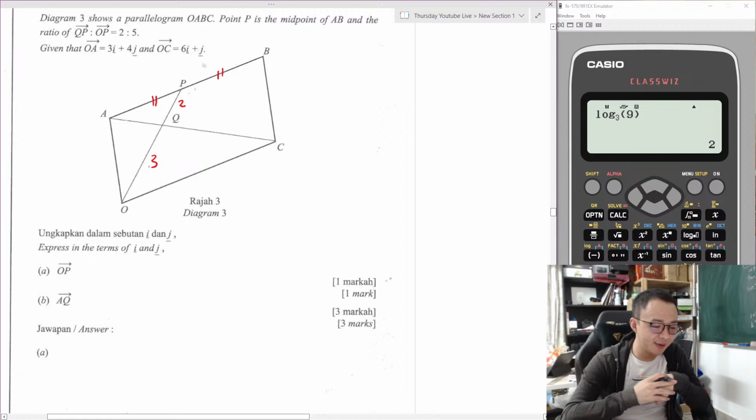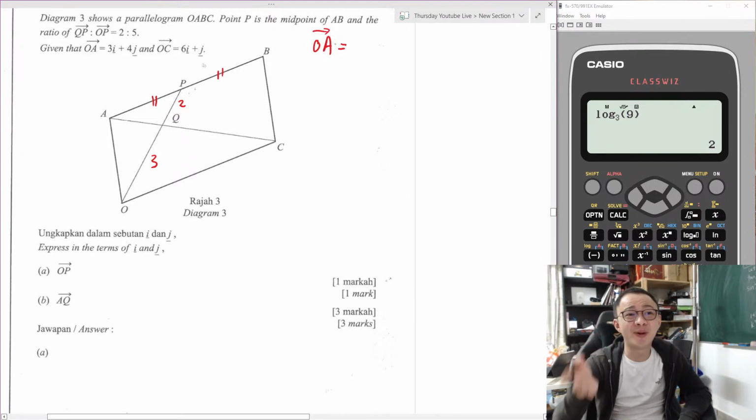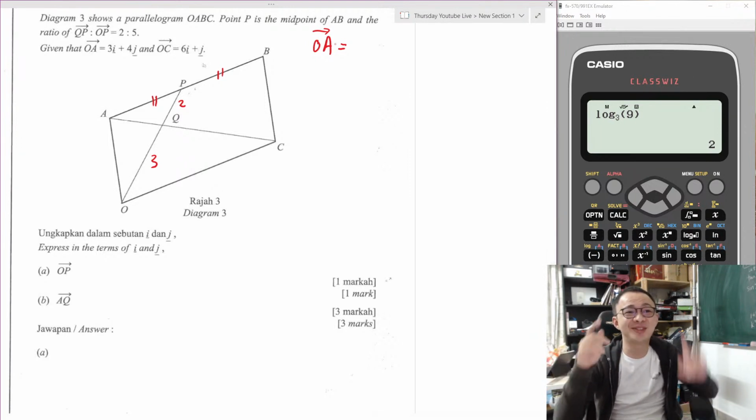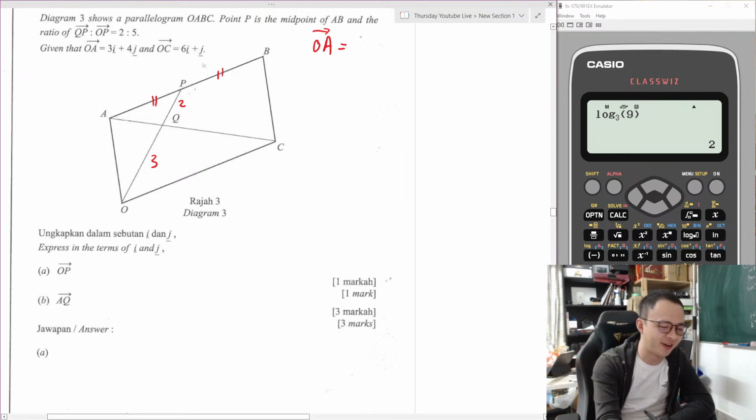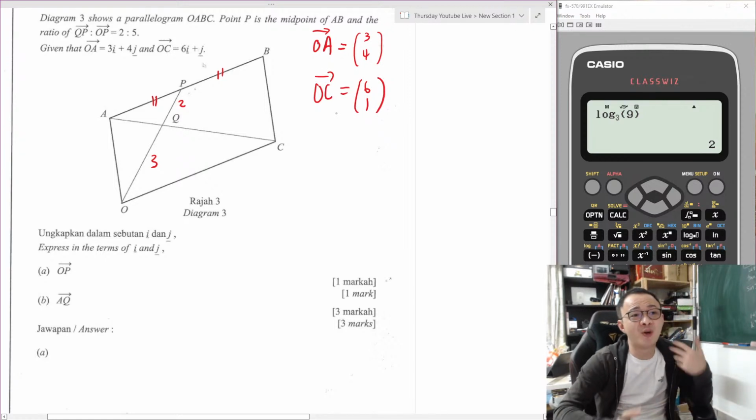Then what other information do I have? I have OA. Okay, you see, this is what I would do. Even though they give me something like 3i plus 4j, I really don't like to write 3i plus 4j. This is in the Cartesian plane. So I will always change them into a column vector, because I find column vector just draw a bracket, no need to write i and j. It's very convenient and fast. So I will just write 3, 4 like this. Then OC is just 6 and 1. So I can make my whole vector question look more simple.